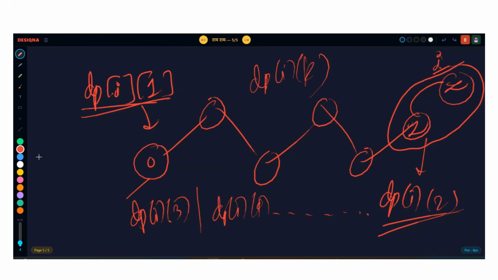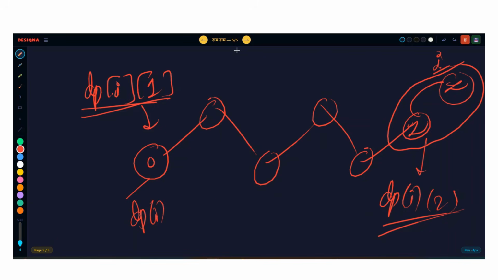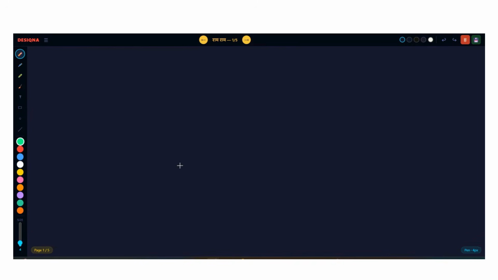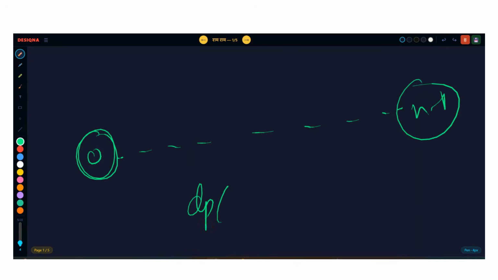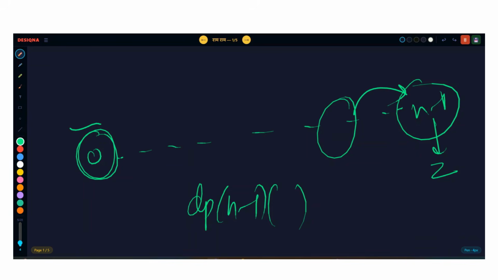And what will be the final answer? In the final answer, what did I want? I wanted that I am at node 0 and I want to reach node n-1. So dp of n-1, such that either n-1 has, let's say, character z, and the second last node which I used, when I'm showing this, it means that this is the shortest path from 0 to n-1.